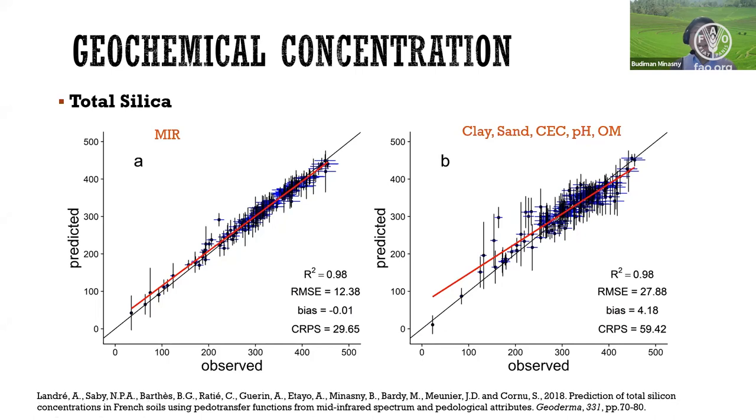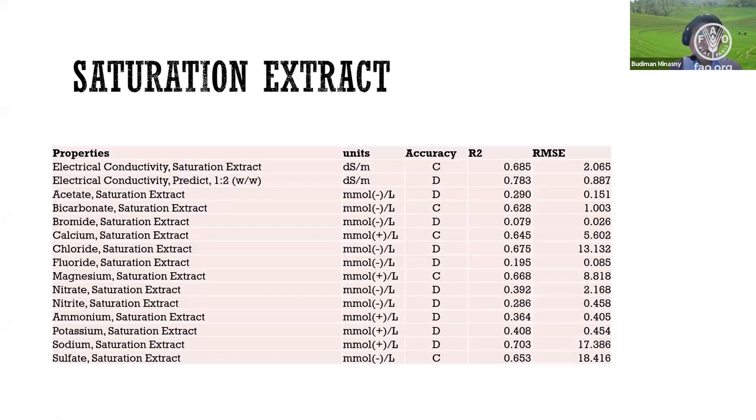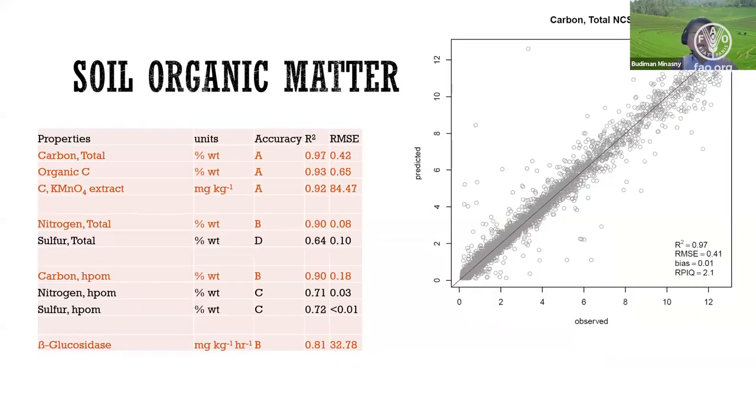Now there's an interest because it's found that in some plants, especially rice, this is a very important macronutrient. But again, in terms of extraction, this is saturation extract, electrical conductivity, and all the elements that are in the saturation extract. We can't predict it because it's to do with the extraction method. So it's something that the mid-infrared cannot predict.